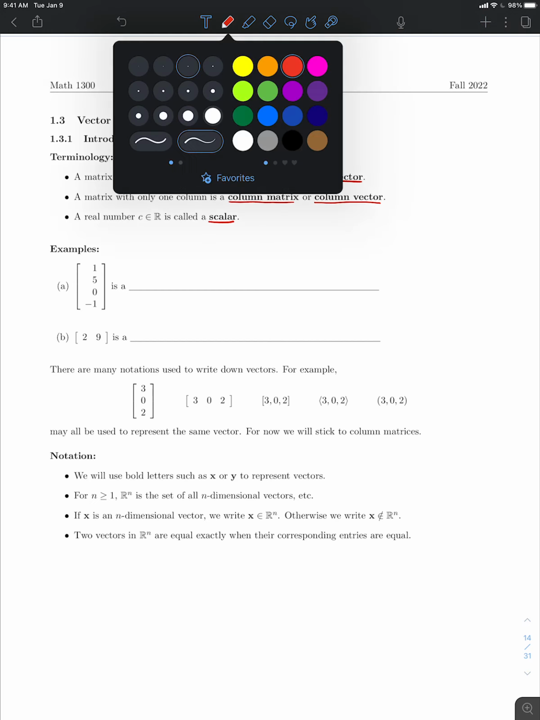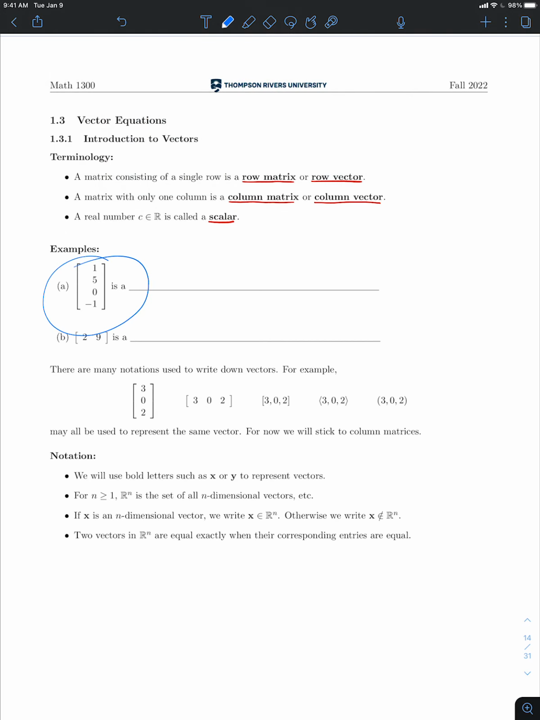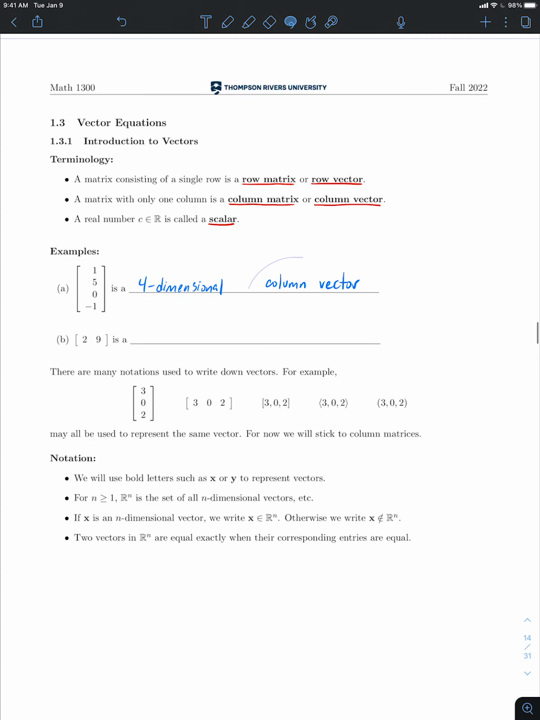Okay, a couple of quick examples. This is an example of a column vector or a column matrix. Actually, why don't we be a bit more specific here, and say this is a four-dimensional column vector. It's a column vector because it satisfies this definition: it's a matrix that has a single column, and it happens to also have four entries in that single column, so that's why it's referred to as a four-dimensional column vector.